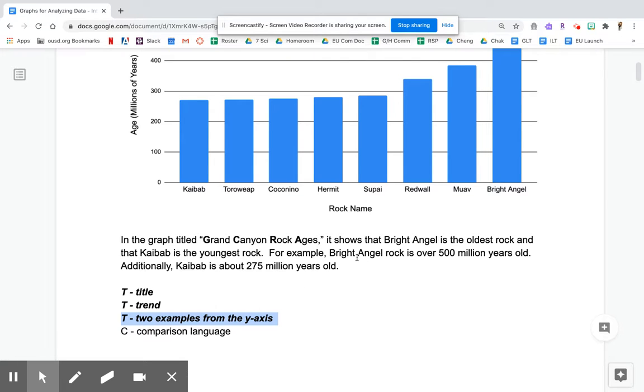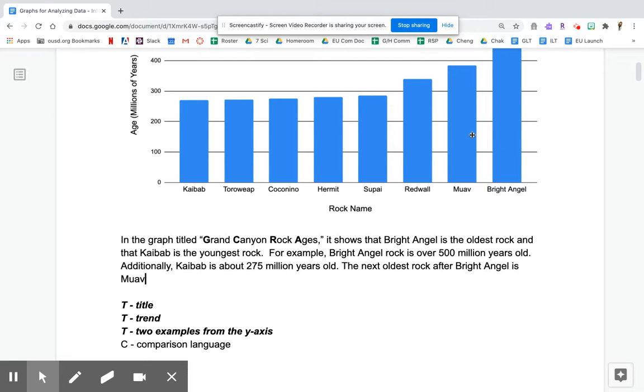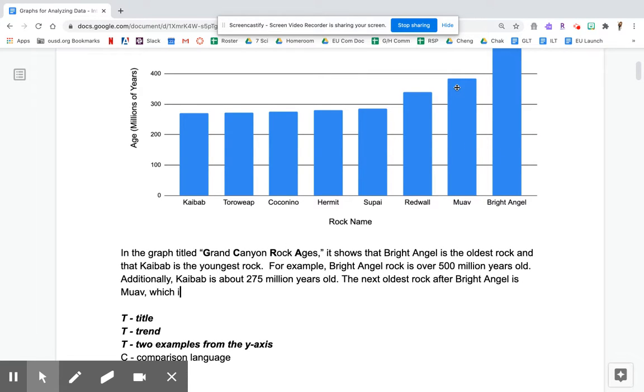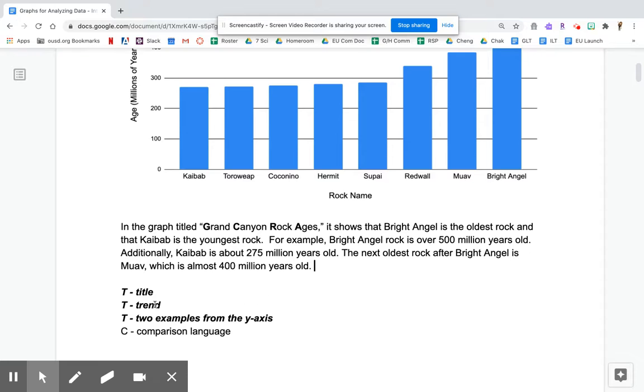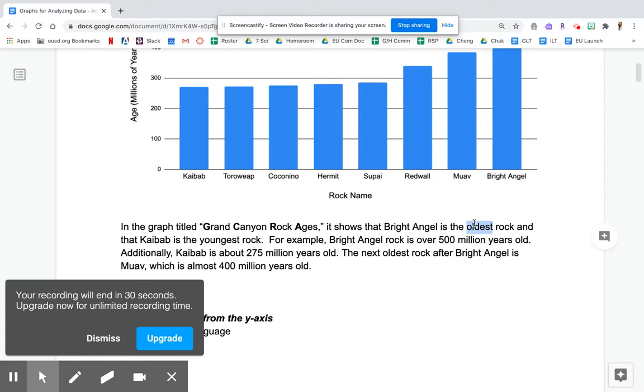If I wanted to make this a little bit stronger, I might say something like the next oldest rock after Bright Angel is Mauve, which is almost, I think this is almost 400 million years old. I'm looking and the bar is close to the 400. Okay, so let's check. I've done my title, trend, and two examples. Do I have comparison language? I said that Bright Angel is the oldest.